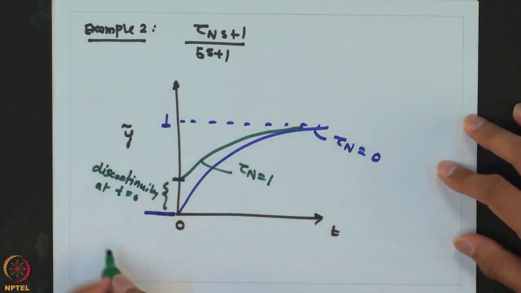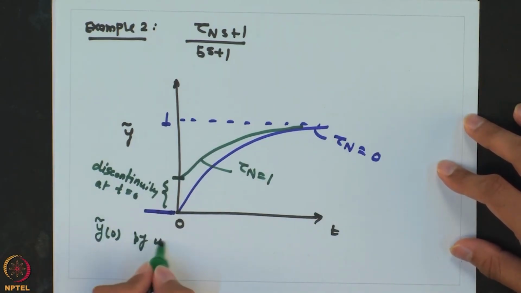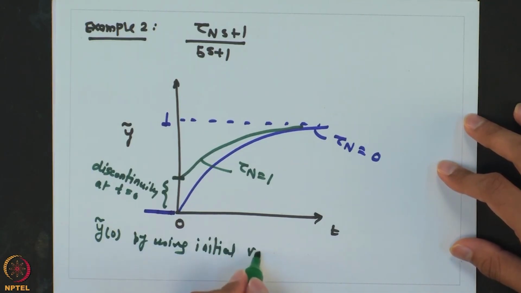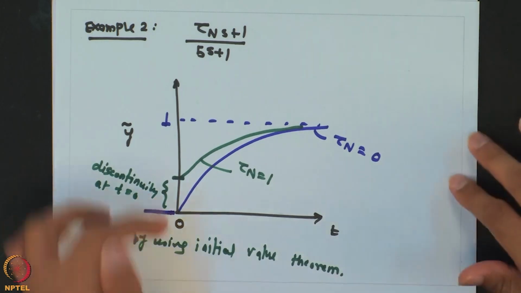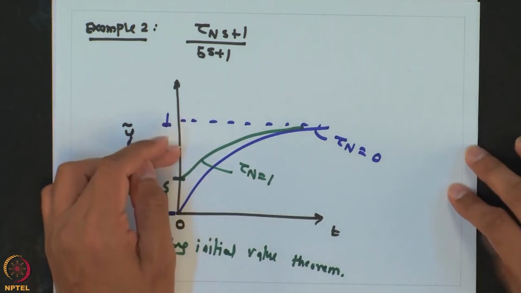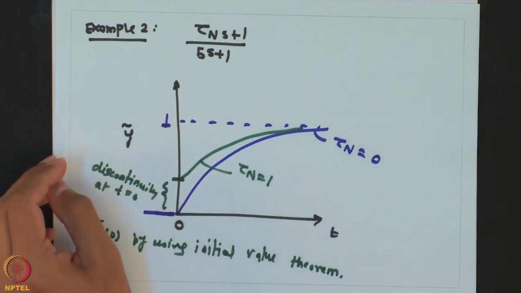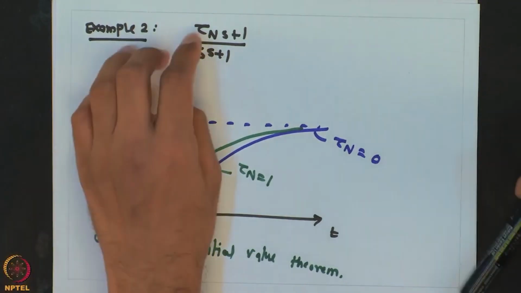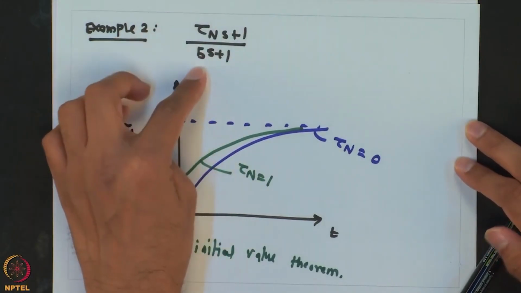You can find this initial value by using the initial value theorem. So, this discontinuity will keep on increasing as you increase tau n. When tau n is equal to 5, what you are going to get is 5s plus 1 over 5s plus 1. So, the transfer function becomes unity.